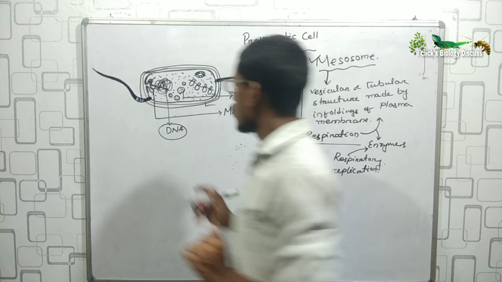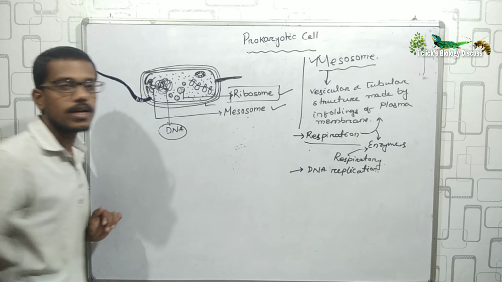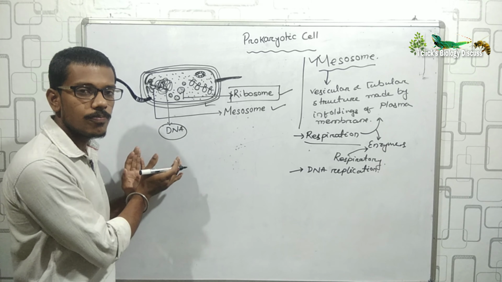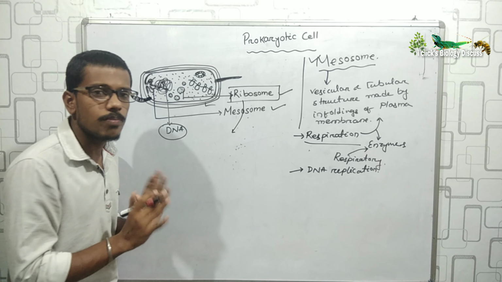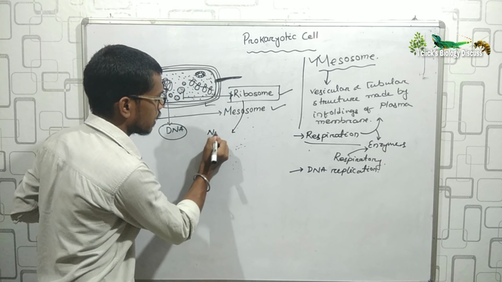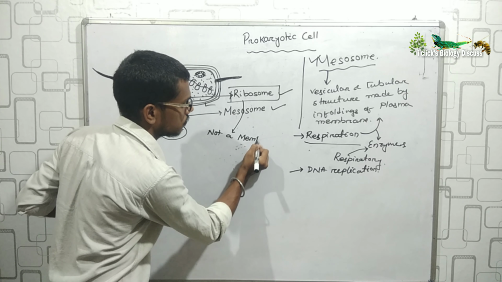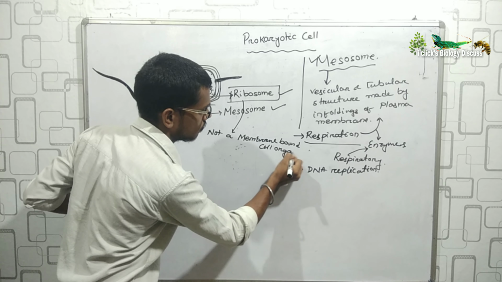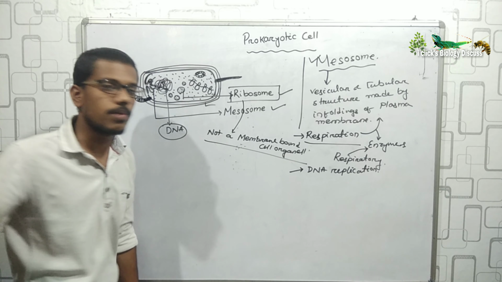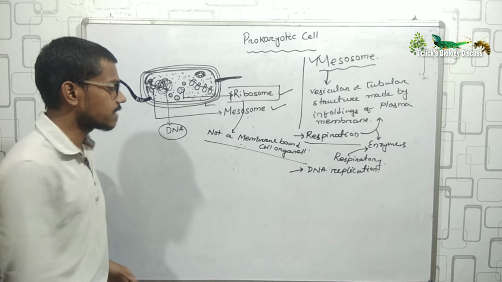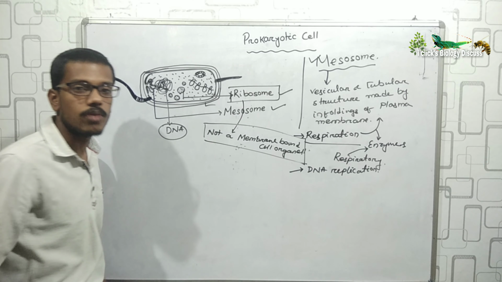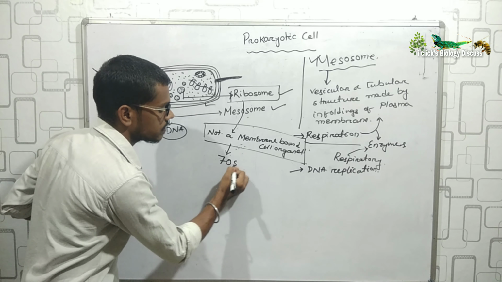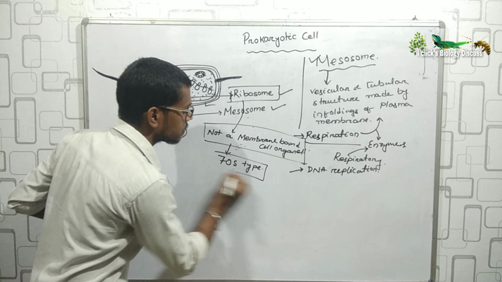Next, go to the ribosome part. Ribosome is the only cell organelle present in the prokaryotic cell. But the ribosome is not a membrane bound cell organelle. In both prokaryotic and eukaryotic cells there is presence of ribosomes. In the prokaryotic cell, the ribosome is the 70S type of ribosome.